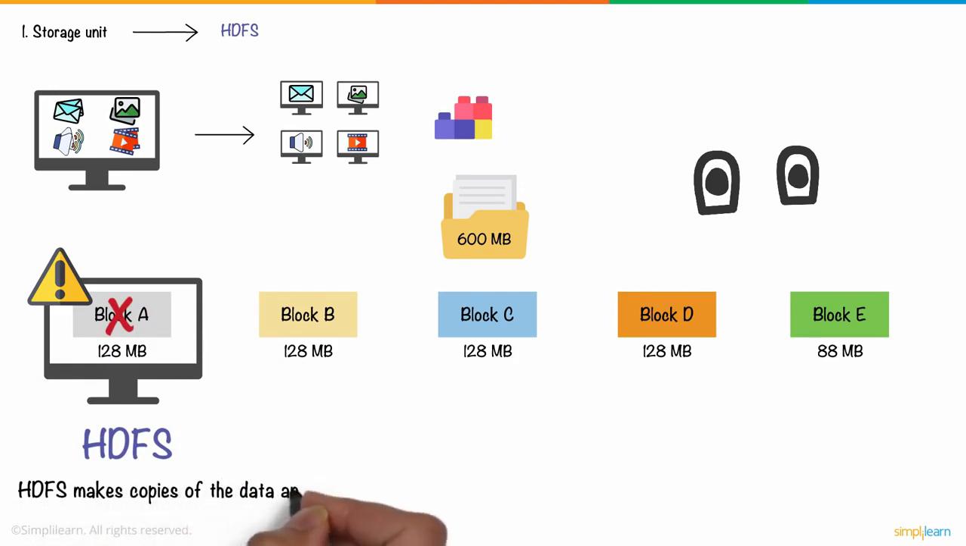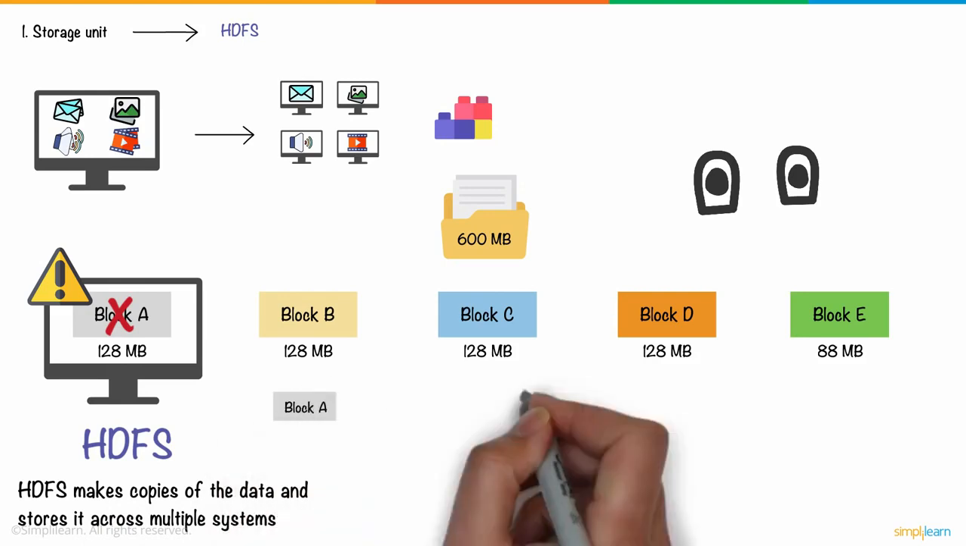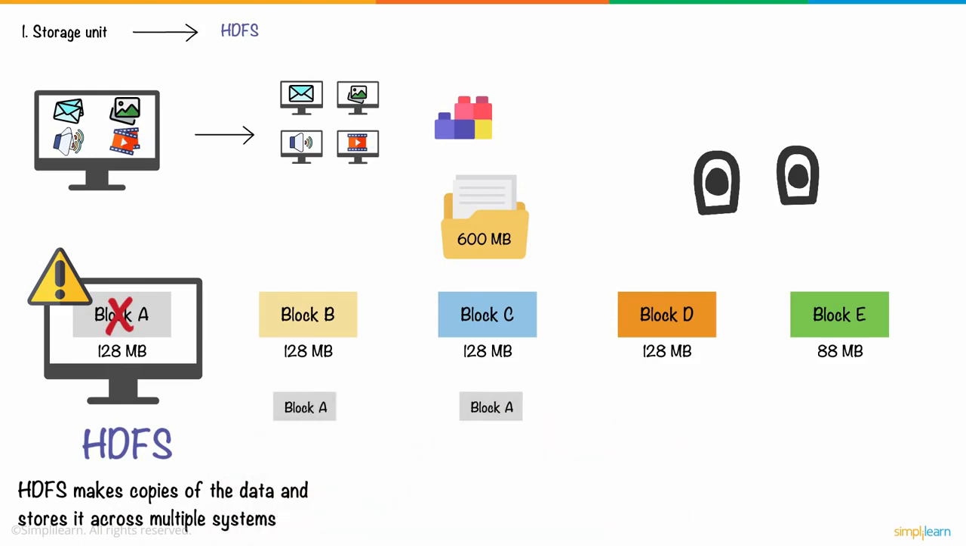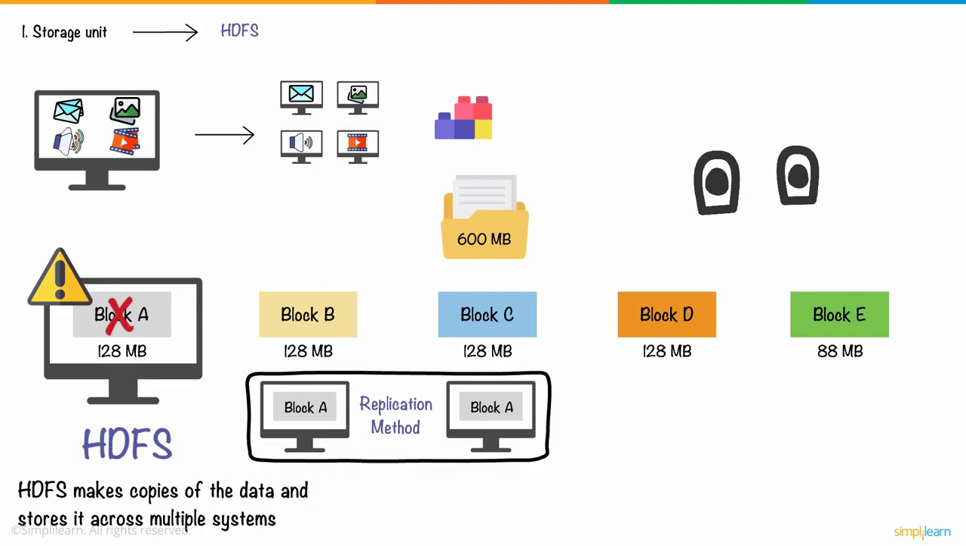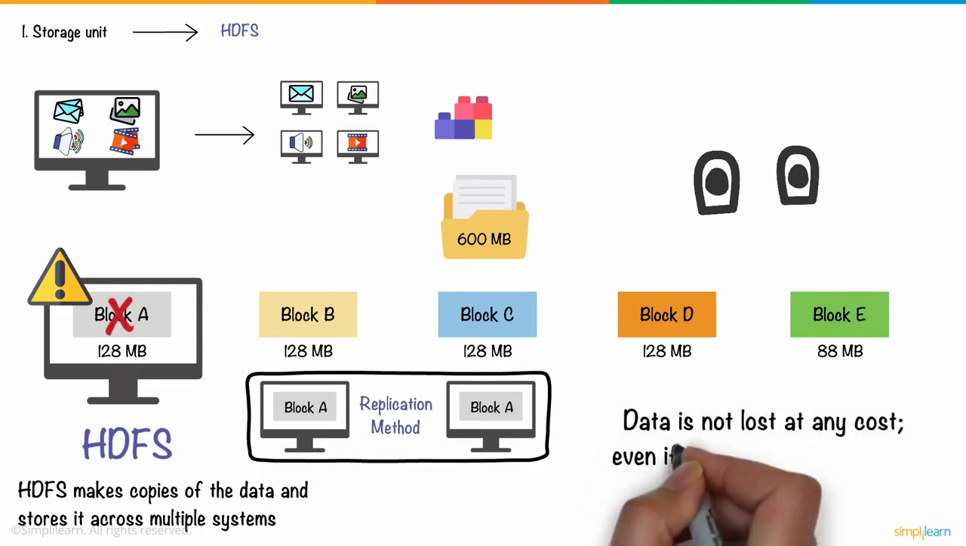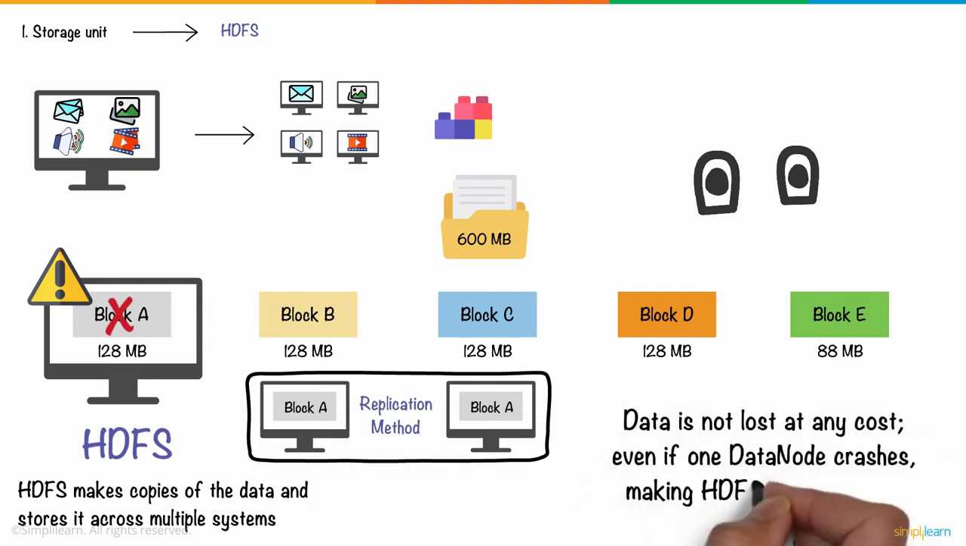HDFS makes copies of the data and stores it across multiple systems. For example, when block A is created, it is replicated with a replication factor of 3 and stored on different data nodes. This is termed the replication method. By doing so, data is not lost at any cost, even if one data node crashes, making HDFS fault-tolerant.